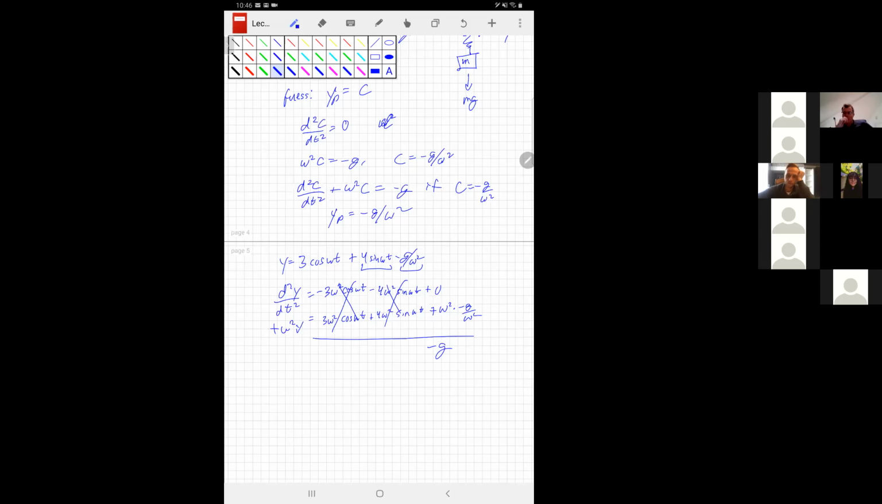What's another important thing in solving a differential equation? Euler's identity? No, not Euler's identity. Initial conditions. Initial conditions.